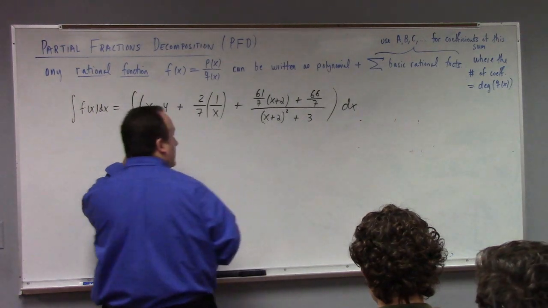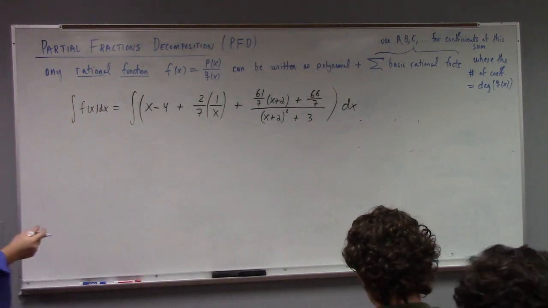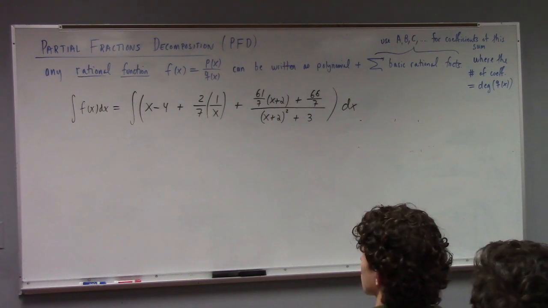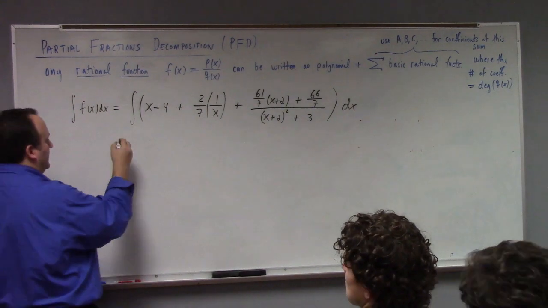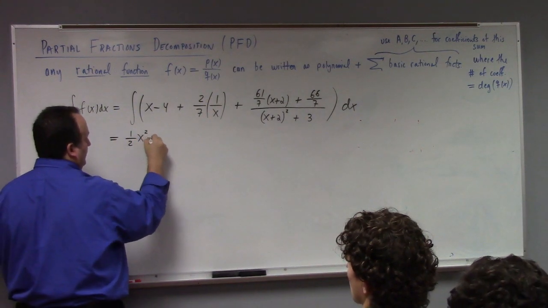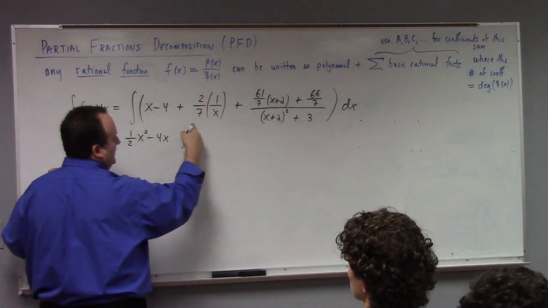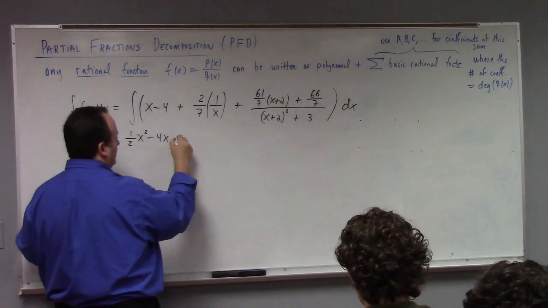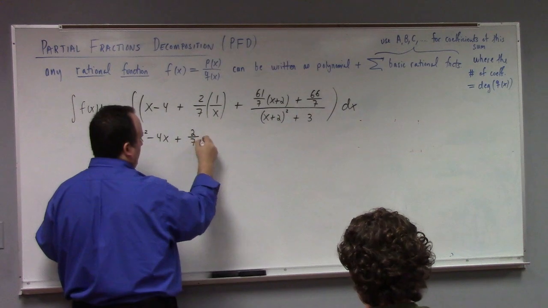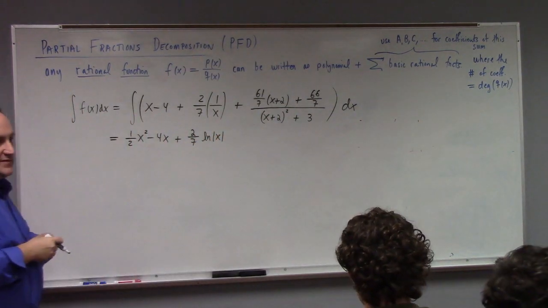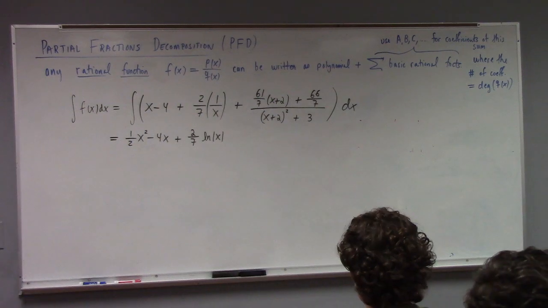Okay. So a bunch of these things I can just straight integrate, right? Like the x minus 4, that's 1/2 x squared minus 4x. And this piece right here, that's plus 2/7 natural log of the absolute value of x. That's the integral of 1 over x.